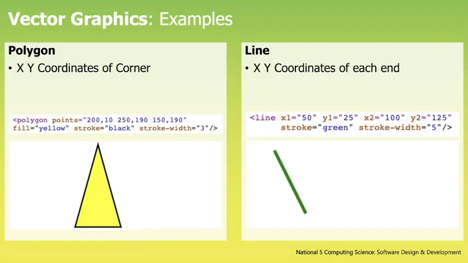A polygon is a many-sided shape, so this could be a triangle, a square, a rectangle, an octagon, a hexagon, a dodecagon, any shape with many sides. And in order to draw an octagon, we have to specify the coordinates for each corner. We go round in a circular motion, specifying the coordinates, and then when the computer renders the image, it will match them up. Drawing a line in vector graphics is fairly straightforward. We have to specify the x and y coordinates for each end of the line, and then the computer, when rendered, will match them up.